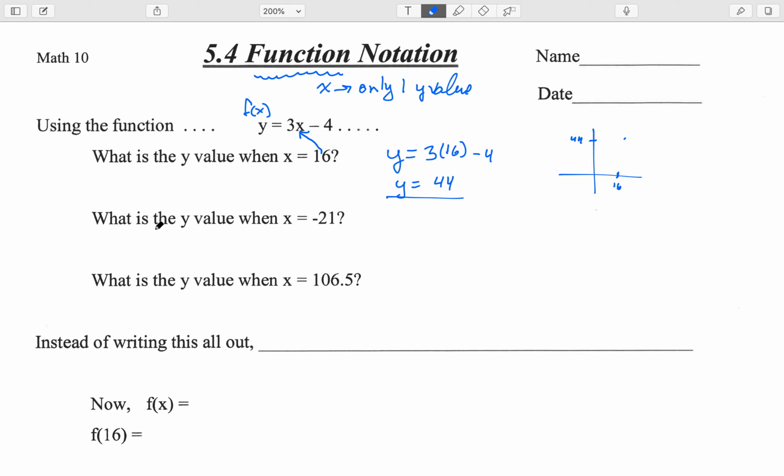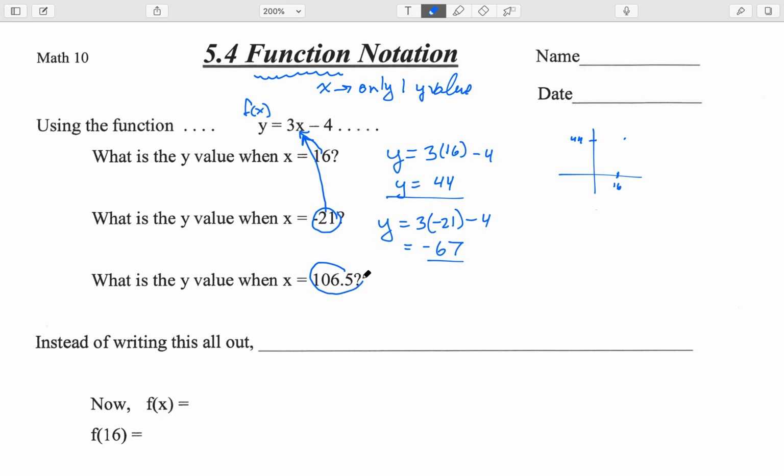How about this one? What is the y value when the x value is negative 21? So way over here to the left. So if the x value is negative 21, I'm taking negative 21 and plugging it into the x right there. So the y value is equal to 3 times negative 21, minus 4. So negative 63 minus 4 is going to be negative 67, because it's minus and even more minus. Great. What is the y value when x is 106.5?